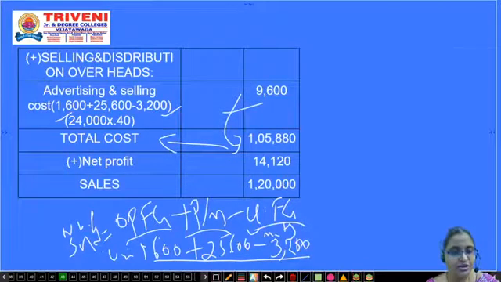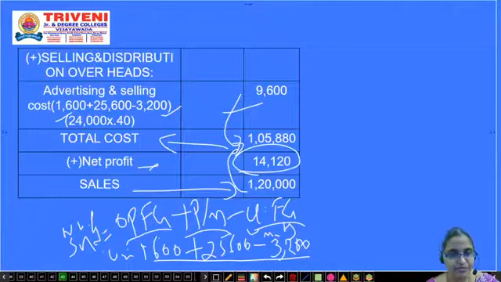After that you take the sales. The profit was not given in the problem. You have to calculate the profit. So the selling amount was 1,20,000. 1,20,000 minus 1,05,880, you got the amount 14,120. 14,120 was the net profit because the selling price was higher as compared to the total cost.